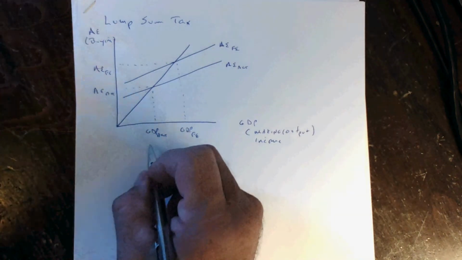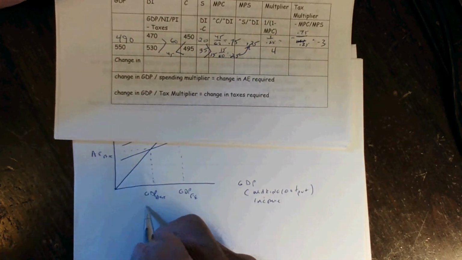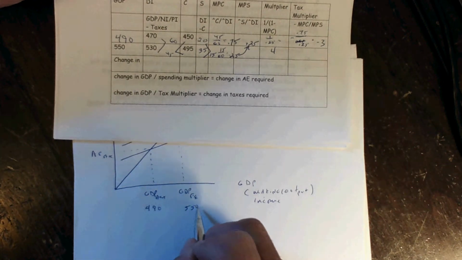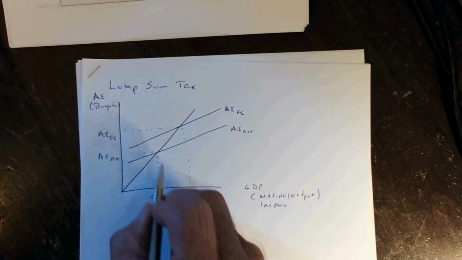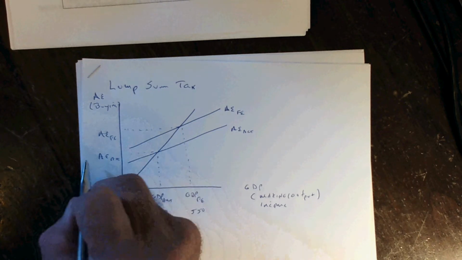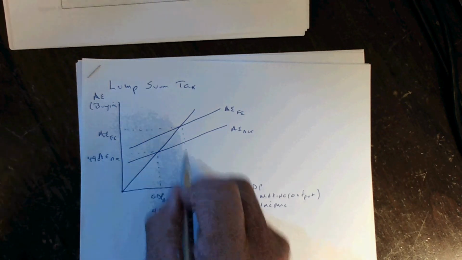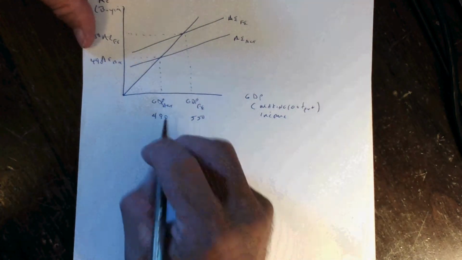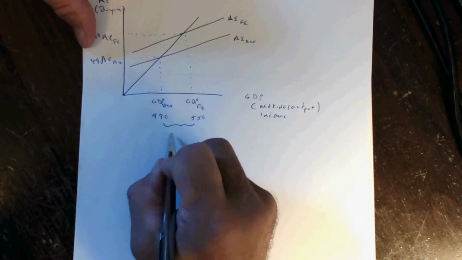Let's assume from our problem that GDP in a recession is 490. And let's assume that GDP at full employment is 550. Now, any number off the 45-degree reference line is the same. Does the government have to spend the entire 60 to get us to full employment?